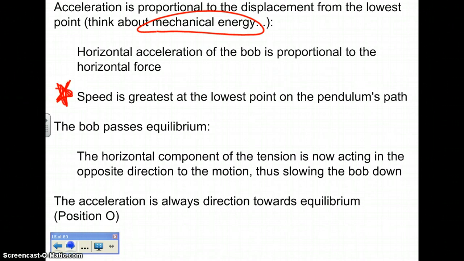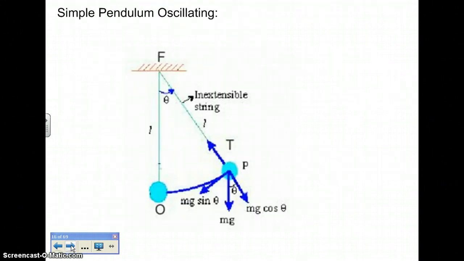As the pendulum bob passes equilibrium, the horizontal component of the tension is now acting in the opposite direction of the motion, thus slowing the bob down. Therefore, the acceleration is always directed towards equilibrium, which is called position O, as you see right here, position O.